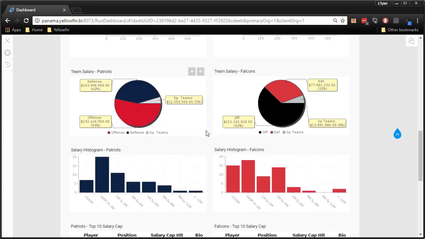$132 million. Yeah, that's just the bill for the drinks in the Patriot locker room, exactly.